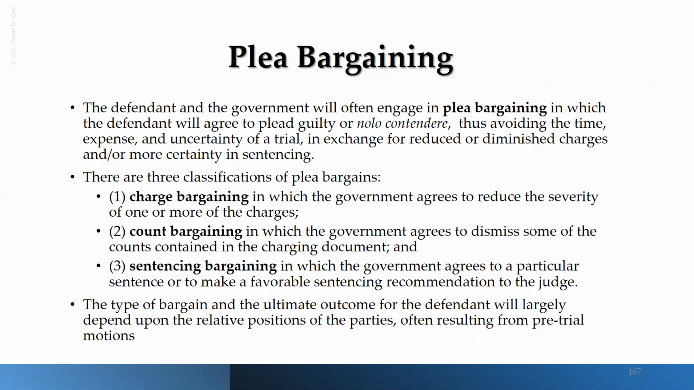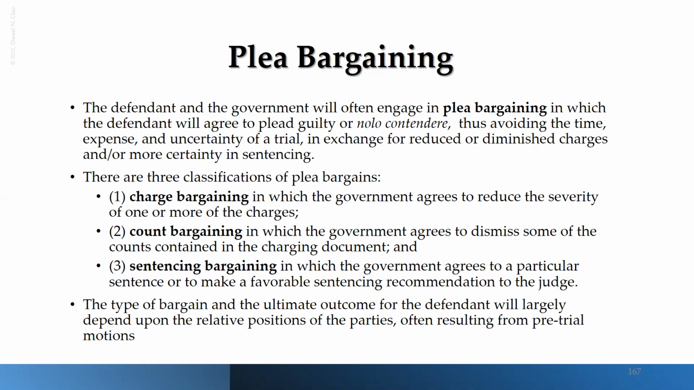Right? And then the third is sentence bargaining. Now, there's really kind of two types of sentence bargaining. Again, in this case, the defendant agrees to plead guilty or nolo contendere to an offense. Maybe we have charge bargaining, maybe we have count bargaining, maybe we have sentence bargaining. We can have all three, or two of the three, or one of the three. It just depends on how the person was charged and what the best deal we're making is. Now, in sentence bargaining, you plead guilty and the government agrees to a particular sentence, or to make a favorable sentencing recommendation to the judge.